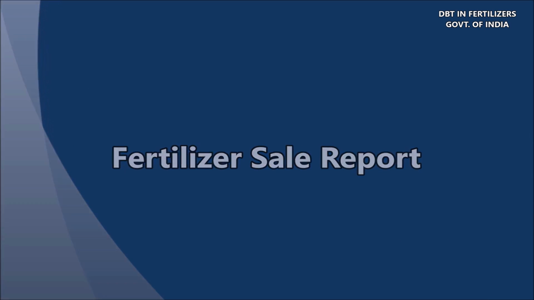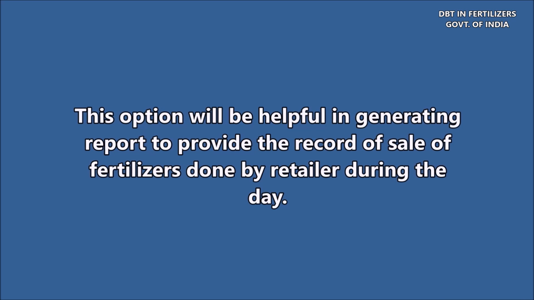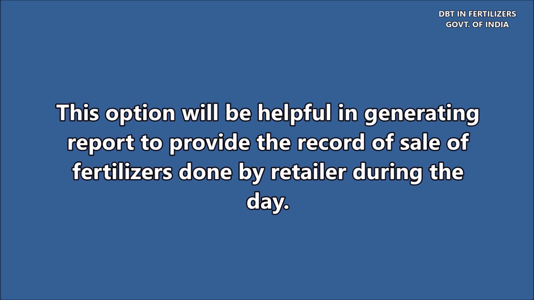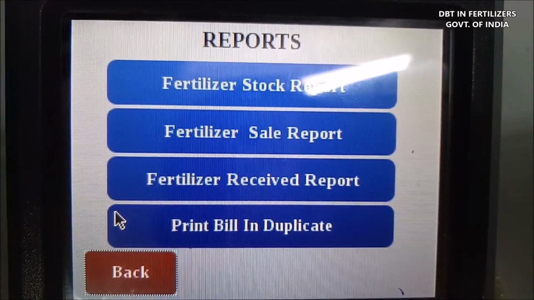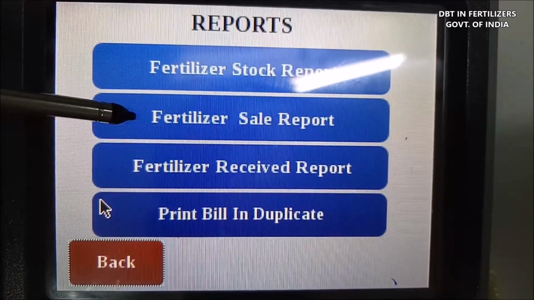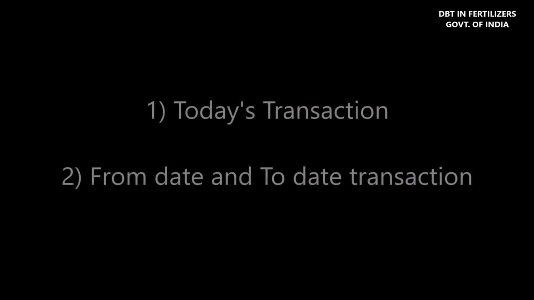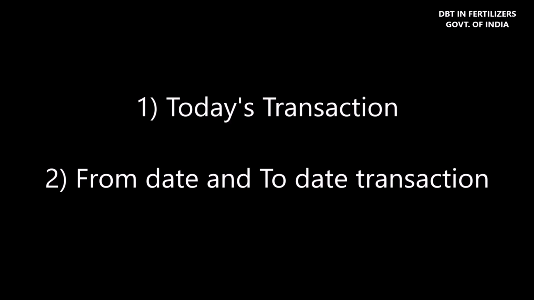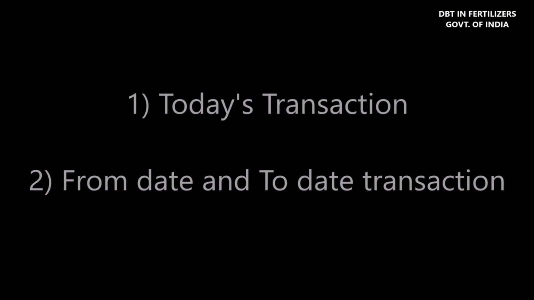Fertilizer sale report. This option will be helpful in generating a report to provide the record of sale of fertilizer done by a retailer during the day. To get this report, the retailer clicks on the fertilizer sale report option. On this, 2 options would appear: today's transaction, or, to get a previous day's transaction, an option to select the from and to date to get the necessary report.